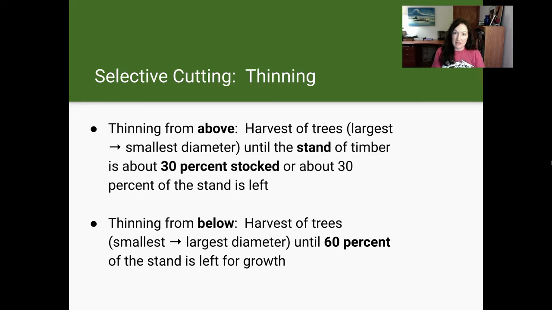There's selective cutting, which is more commonly known as thinning out of a forest, and there's two different methods to do that. So some foresters will thin from above. They'll go from the largest trees to the smallest diameter trees until the stand of timber is about 30% stocked, or about 30% of it is left. So you're taking out the biggest trees first if you're thinning from above. If you're thinning from below, the foresters are harvesting the smallest trees first and then moving up to the diameter until about 60% of the stand is left for growth.